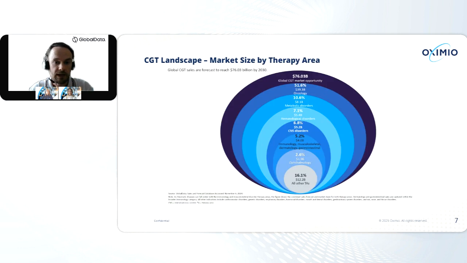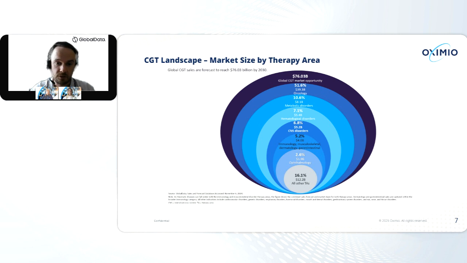Let's just have a look at the market size projected by therapy area. So oncology dominates the cell and gene therapy landscape already, but this is only expected to continue in the years ahead up to 2030. So by 2030, the largest share is oncology, which is going to account for a projected 51.6%. This reflects the urgent global demand for next generation cancer therapies that offer precision and curative potential.